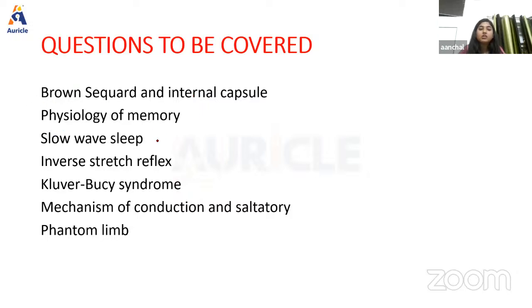So these are the topics that will be covered in today's session, starting from Brown-Séquard syndrome, internal capsule. Then we'll discuss physiology of memory, slow wave sleep, and inverse stretch reflex. Then Klüver-Bucy syndrome. Then mechanism of conduction and saltatory, and phantom limb we're going to discuss. So these are the important topics of CNS that we're going to discuss in today's class.